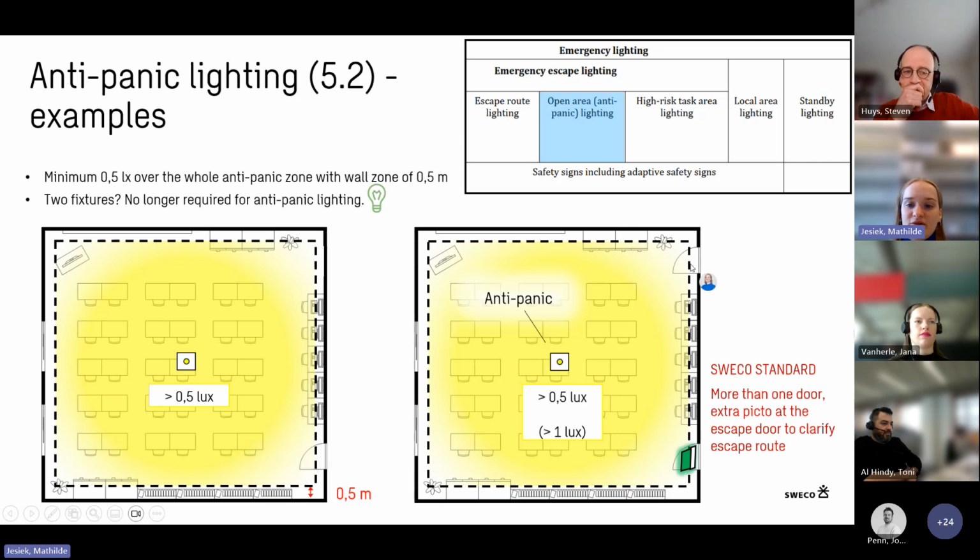If you have 2 doors, for example, in this classroom, and it's not very clear which one is the escape route door, we think, as a Sweco standard, it's good that we apply our anti-panic fixture here, but that we also apply extra picto at the door to identify the escape route more clearly.